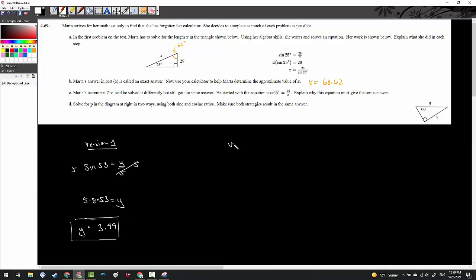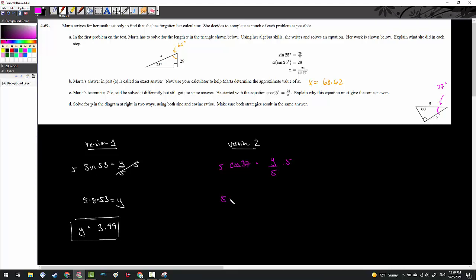So let's talk about version 2. Version 2 is when I solve for this angle right here. So what I'm going to do is take 180 and subtract 90 and 53. When I do that, that becomes 37 degrees, which means if I do cosine of 37, from the 37 degree angle, y is now adjacent. So that's going to be y over 5, right? Again, I used cosine because from the 37 degrees perspective, y is now adjacent and no longer opposite.